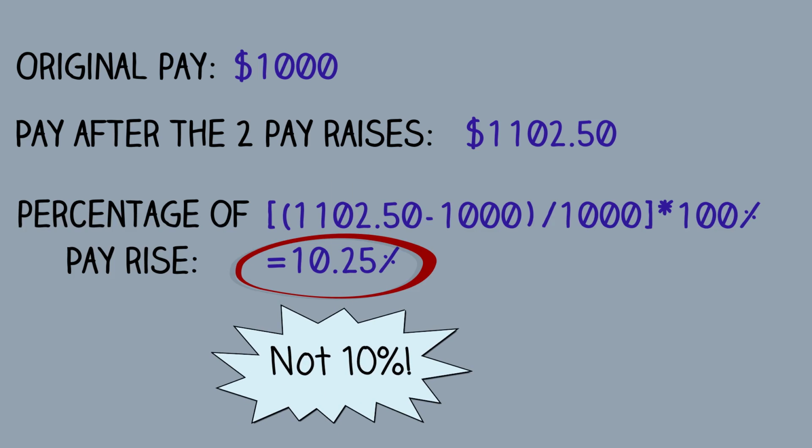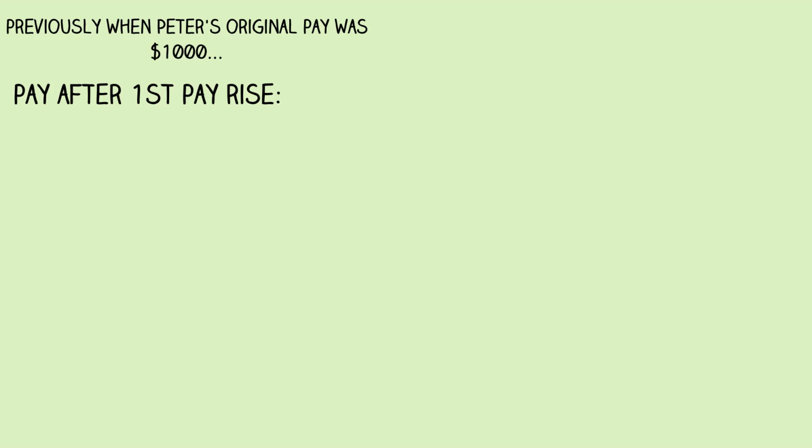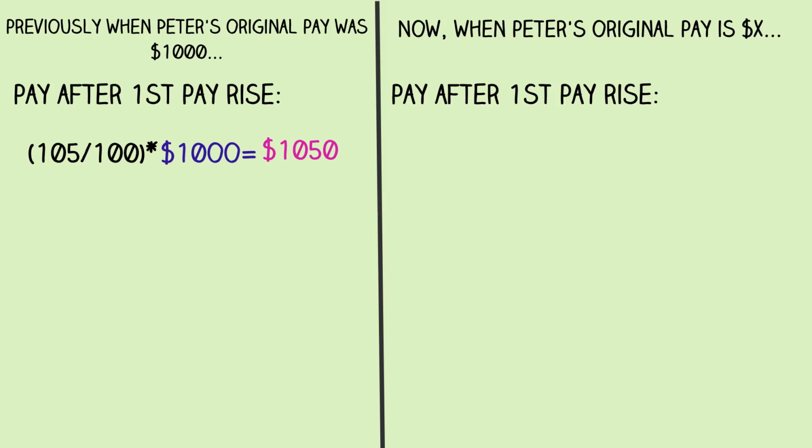You cannot simply add all the percentages up, in this case 5% and 5%, and say that is the total pay rise. Now that you have understood the concept, let's go back to the original problem where Peter's original pay is not given. So let Peter's original pay be X dollars. Previously, when we assigned Peter an original pay of $1,000, we did 105% times $1,000 to calculate his pay after the first pay rise. Similarly, now that Peter's original pay is X dollars, we also take 105% times X dollars to calculate his pay after the first pay rise. This gives 1.05X dollars.